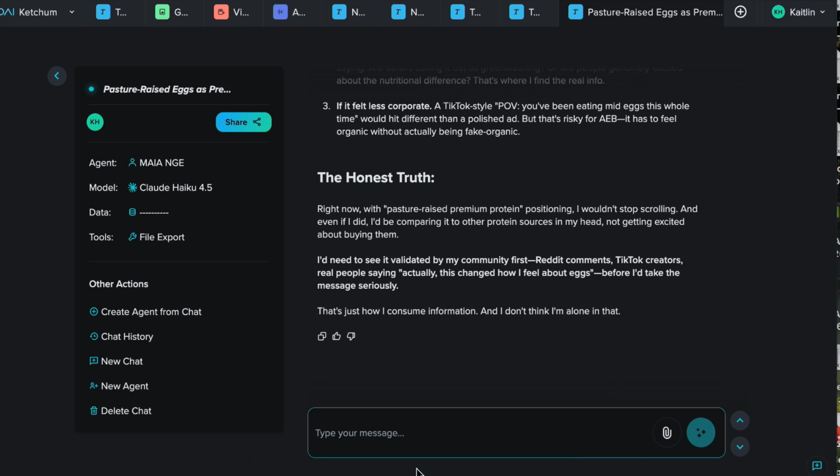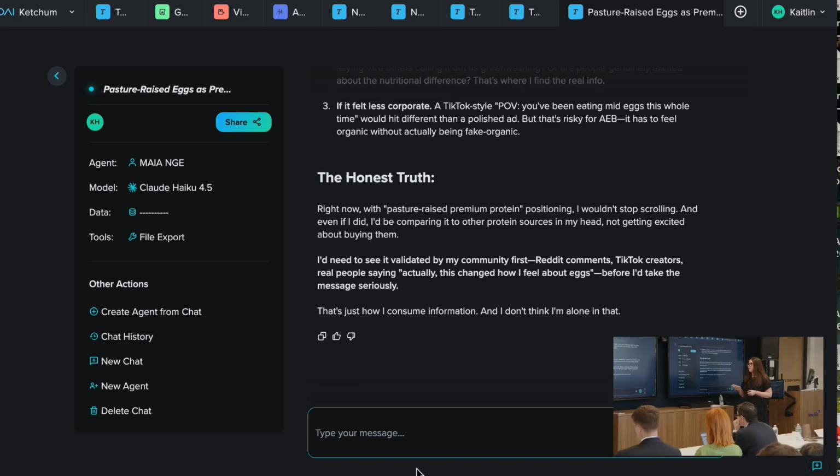So she says that I would probably go with the positioning. I wouldn't stop scrolling, but even if I did, I'd be comparing it to all the other protein sources, not really getting all that excited about them. I need to see it validated by my community first: Reddit, comments, TikTok creators, and real people saying this is how it's actually changed how I feel about eggs. She needs that real, pure proof. Okay.